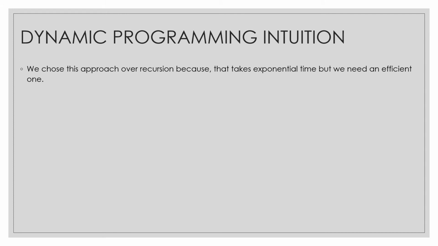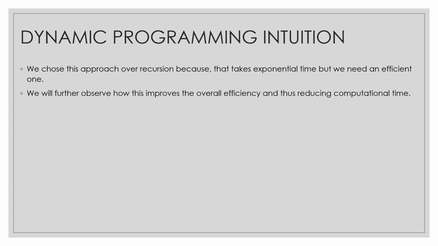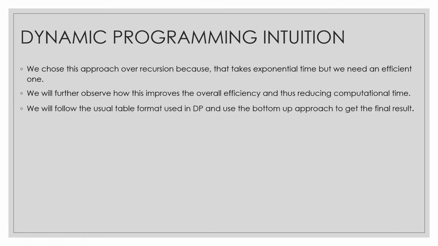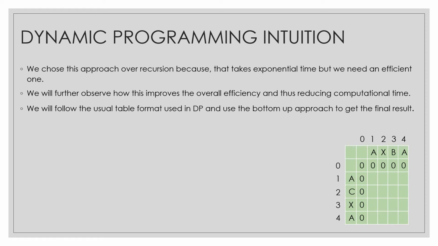So the first question which usually comes to our mind is, why did we choose dynamic programming? It is because one of the approaches uses a recursive method, but that takes exponential time. But obviously, we don't need that. We need an efficient one, right? So we will further observe how this dynamic programming algorithm improves the overall efficiency and thus reduces the computational time. We will follow the usual table format used in dynamic programming and use the bottom-up approach to get the final result. As you can see, we have displayed a table below.